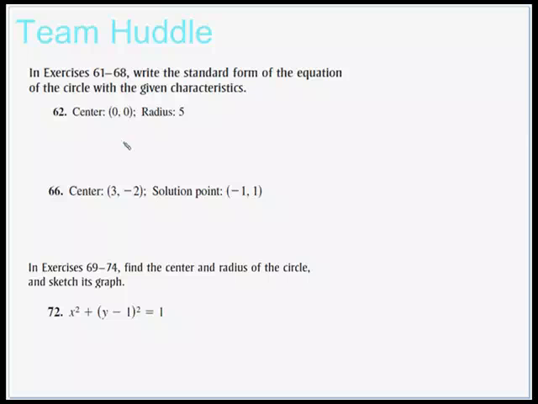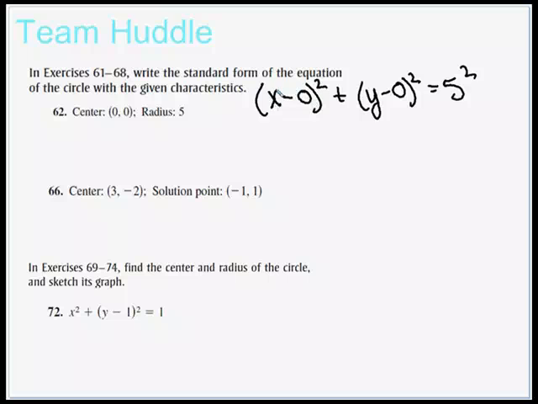Alright, let's see what we can do here. Standard form of the equation. This is an easy one. They give us the center, 0, 0. The radius is 5. So it's x minus the h coordinate, or the center's x coordinate, x minus 0 quantity squared, plus y minus the k coordinate, the y value of the center, which is again 0, quantity squared, equals r squared, or 5 squared.